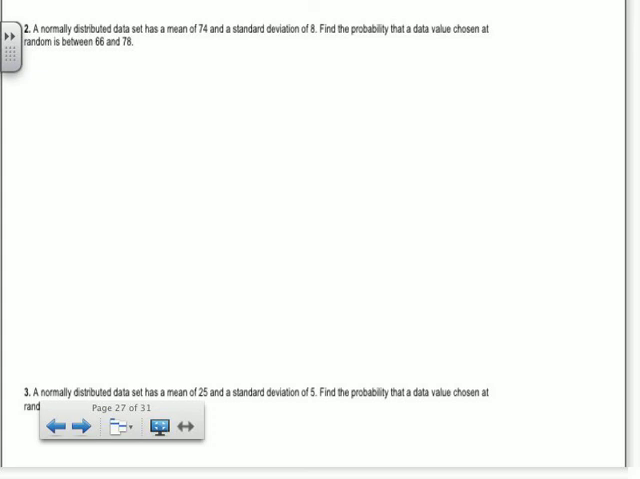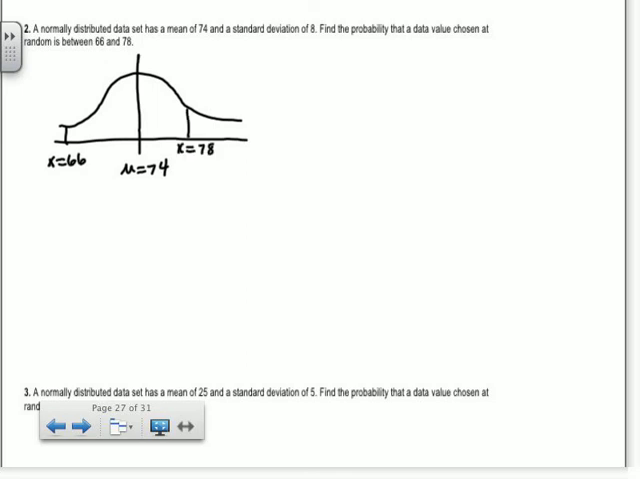All right, next step. So this is a normally distributed data set, has a mean of 74 and a standard deviation of 8. So when you hear normally distributed, that means the bell curve. Find the probability that a data value chosen at random is between 66 and 78. So sketch it out. So your mean is 74, so draw that right in the middle. You're going to be between 66 and 78, so that's a little bit closer.